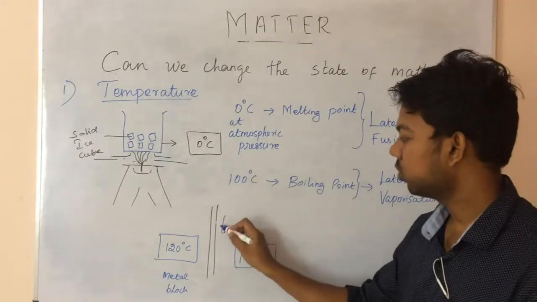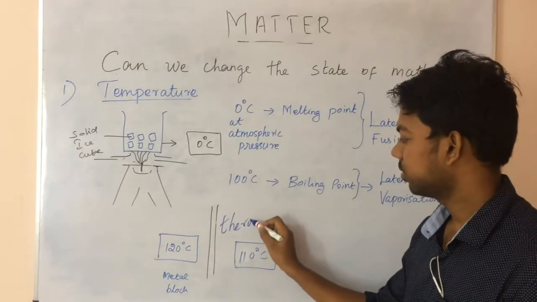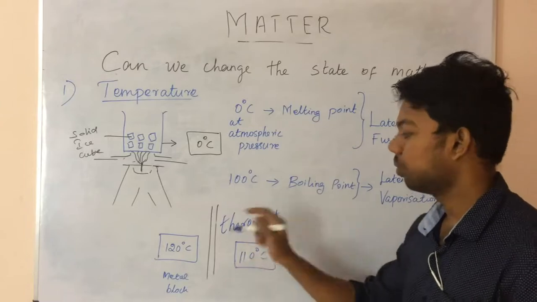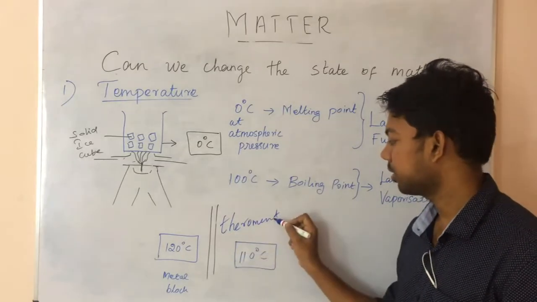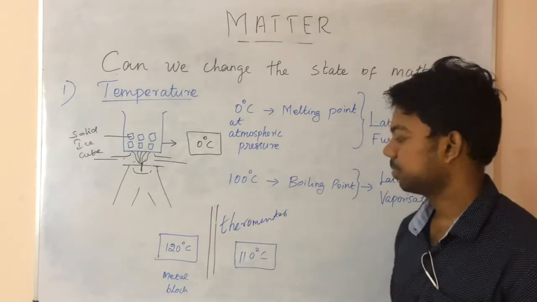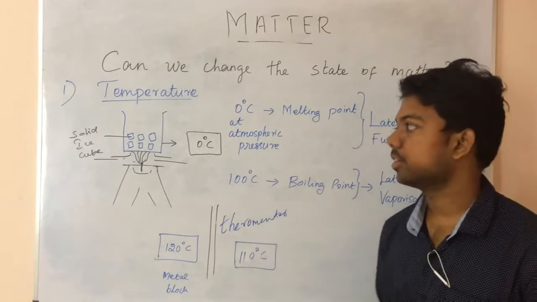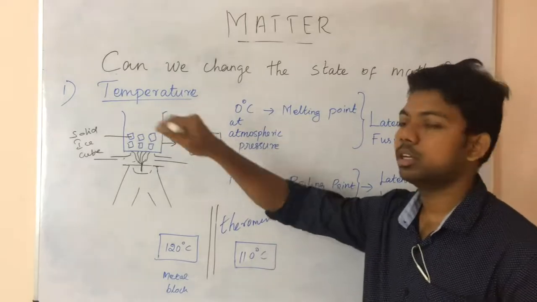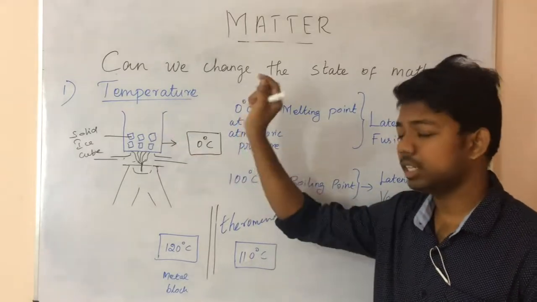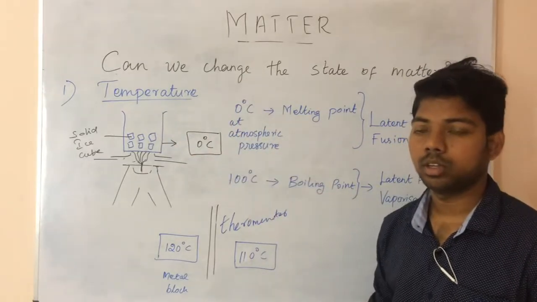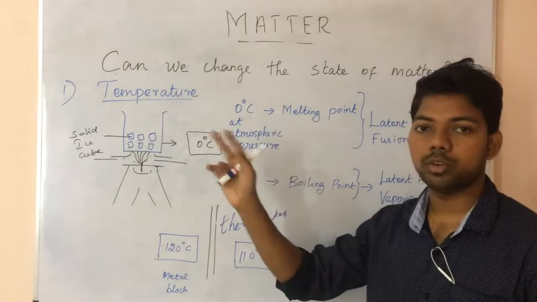So we have to find a meter, that is, a thermometer. How this thermometer works, we'll see later. Now we can move to the concept. By using temperature, we can change from one state to another.